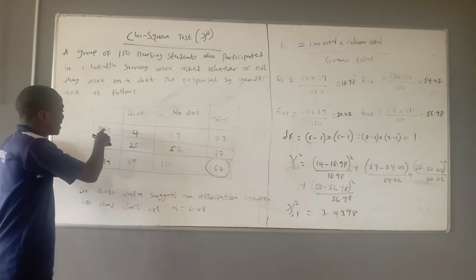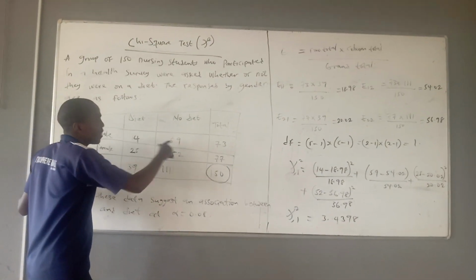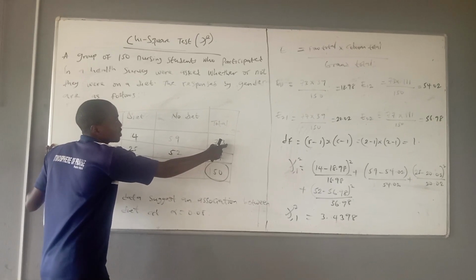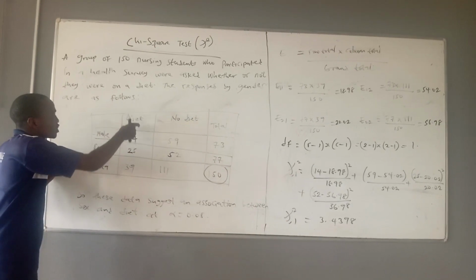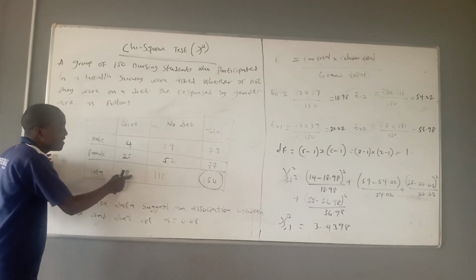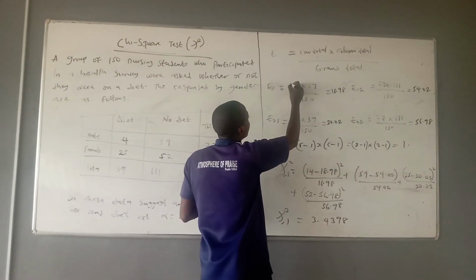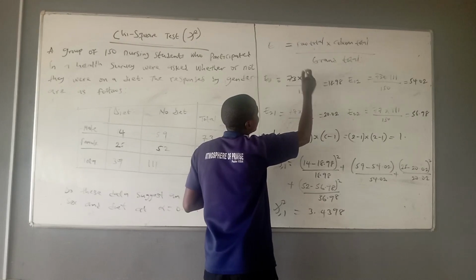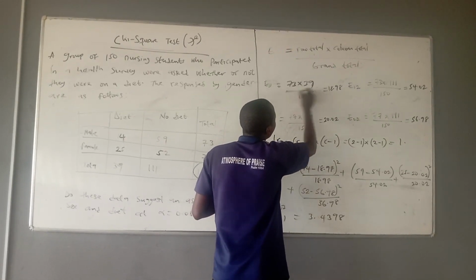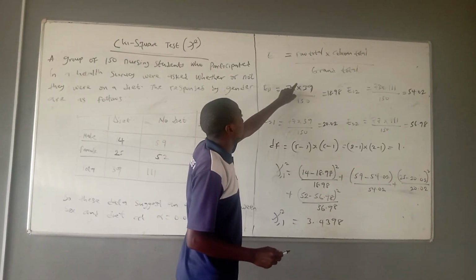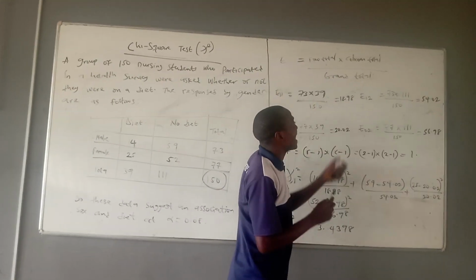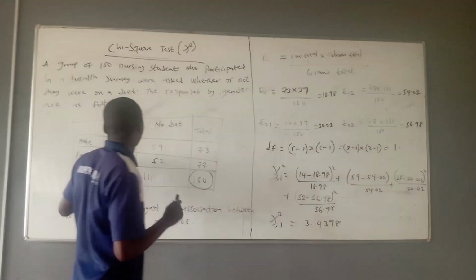Now if we check this, what is the sum of this row total? We have 73. So that is the row total. Then what about the column total? We have 39. And then the grand total is 150. That's why we have 73 times 39, then divided by 150. Then when you do that, we are going to have 18.98. That is for the first set.